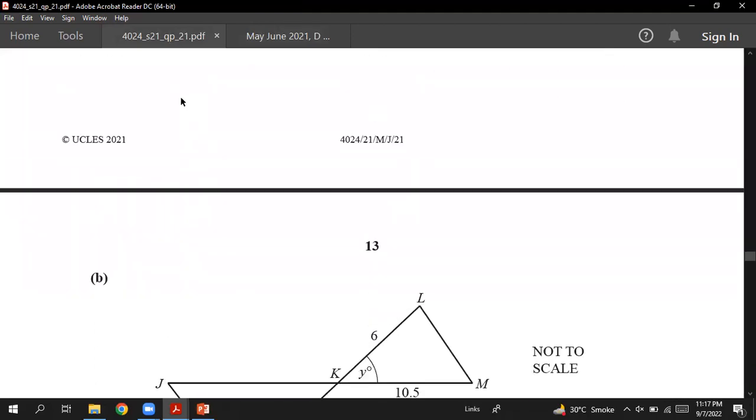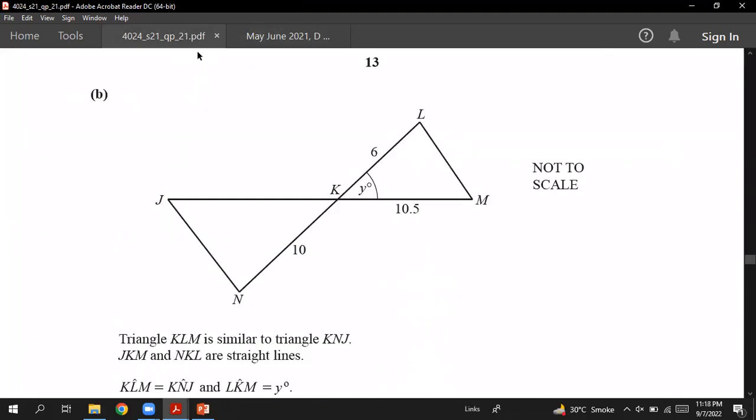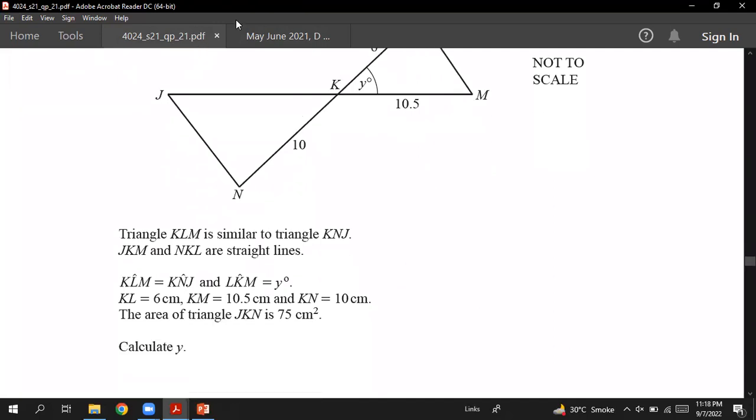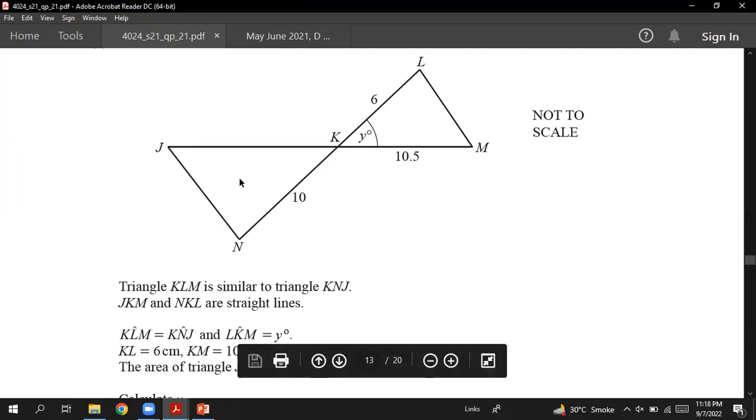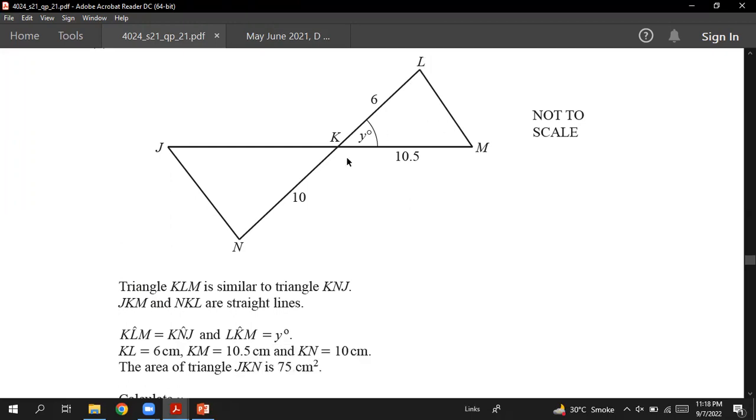In the next part, okay, the B part. And here we go. Here we have, he says, the triangle KLM is similar to the triangle KNJ. The JKM and the NKL are straight lines. The angle KLM and the angle KNJ and the angle LKM.